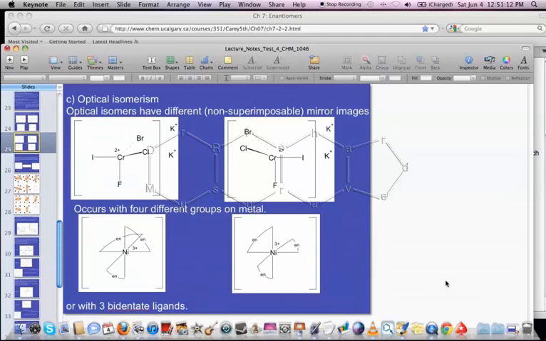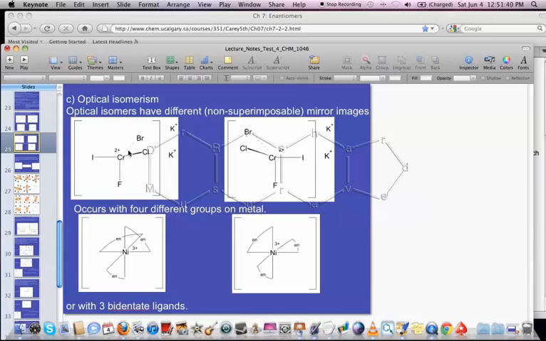Another kind of isomerism is called optical isomerism. In this instance, what we're doing is we're taking the mirror image of a compound and we're seeing if it's different. Now, this only happens if we have 4 different groups attached to the metal in the center. And in this case, we do. We've got a Br, we've got a Cl, we've got an I, we've got an F.